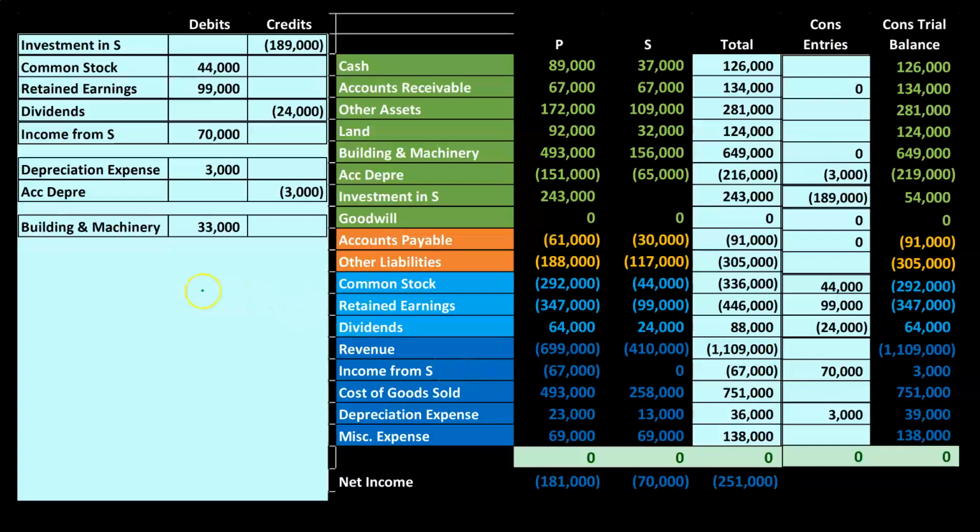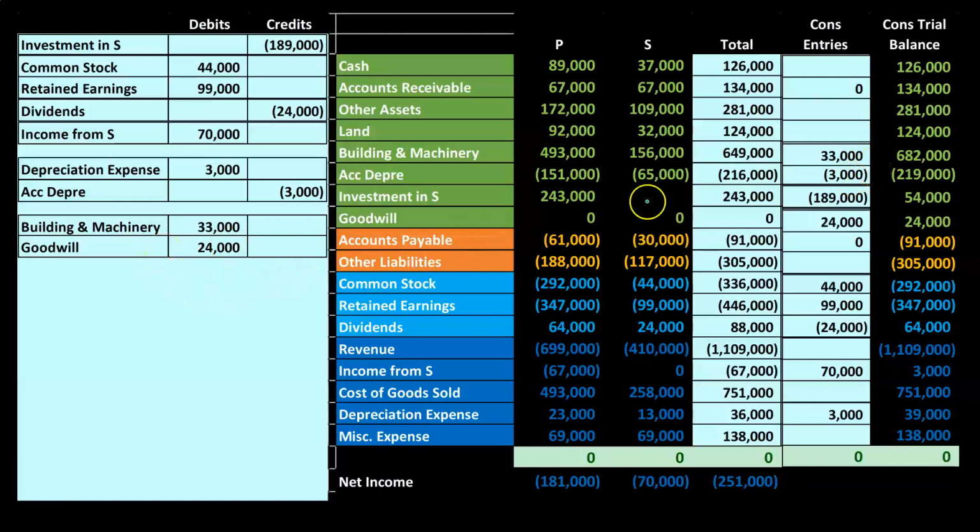Then I'm going to put in the machinery and equipment of the 33,000. That's going to be representing this 33,000. It was 33,000 higher at the point in time of the purchase. So we're going to increase the machinery and equipment by that 33,000. And then we're going to be increasing the goodwill. And you'll recall we calculated the goodwill to be the 24,000 that was given to us. Typically we would calculate it though. So that's going to be the 24,000 which we calculated. That's going to go on the books here at the 24,000.